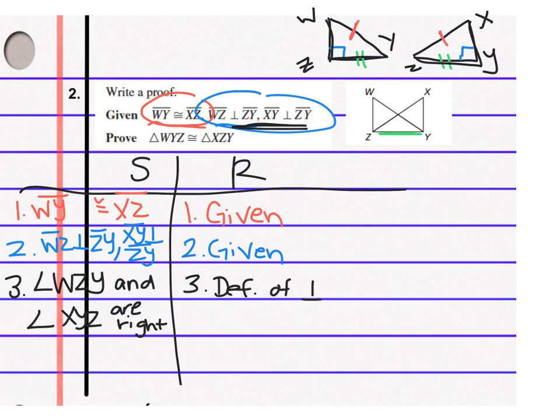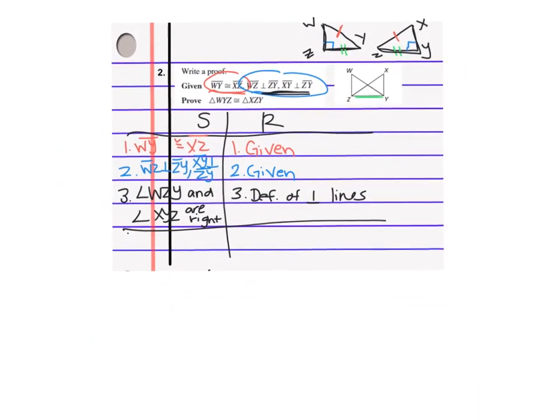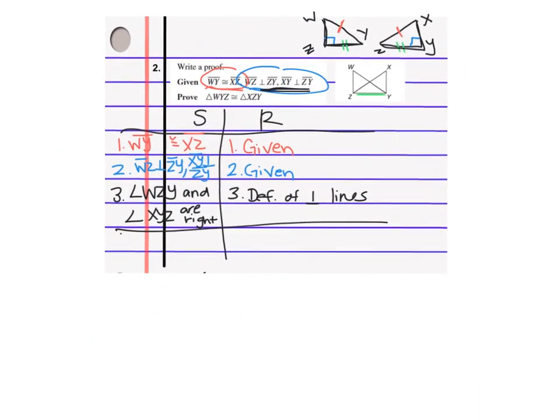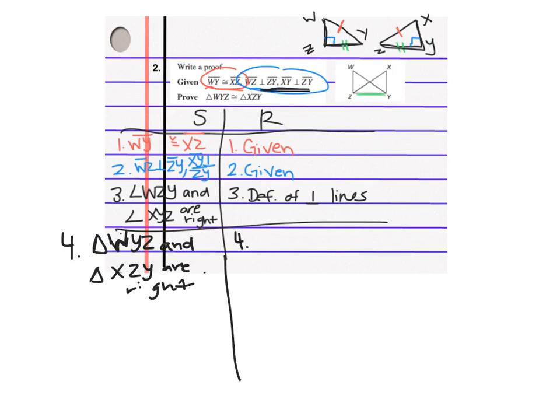of perpendicular lines. All right, so then I can go ahead and say, I'm going to have to zoom a little bit. So I'm running out of room. Then I can go ahead and say that I have right triangles. So triangle WYZ and triangle WXZY are right. And my reason is just the definition of a right triangle. A right triangle has one right angle.